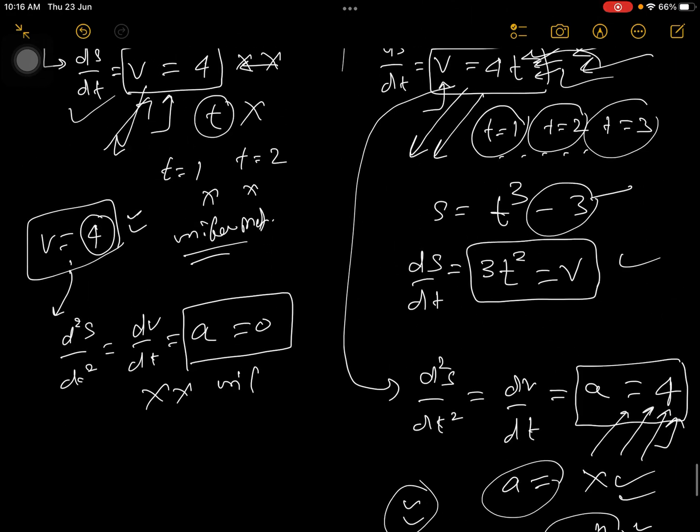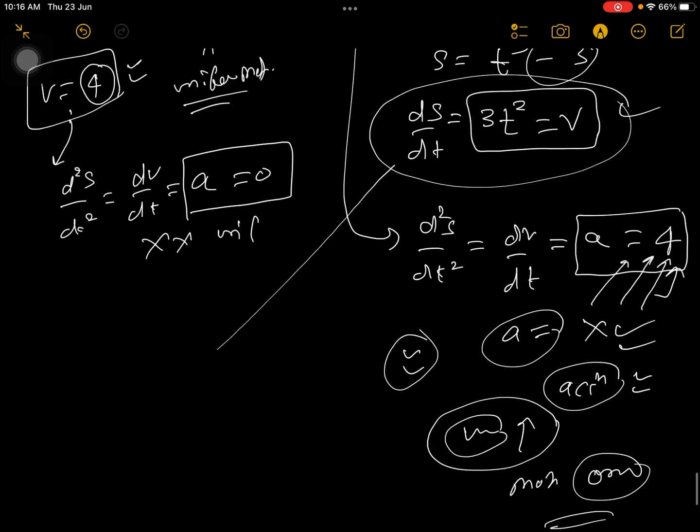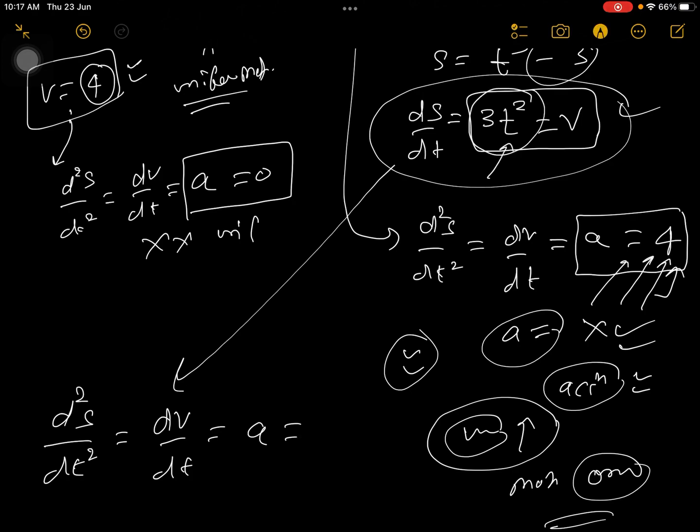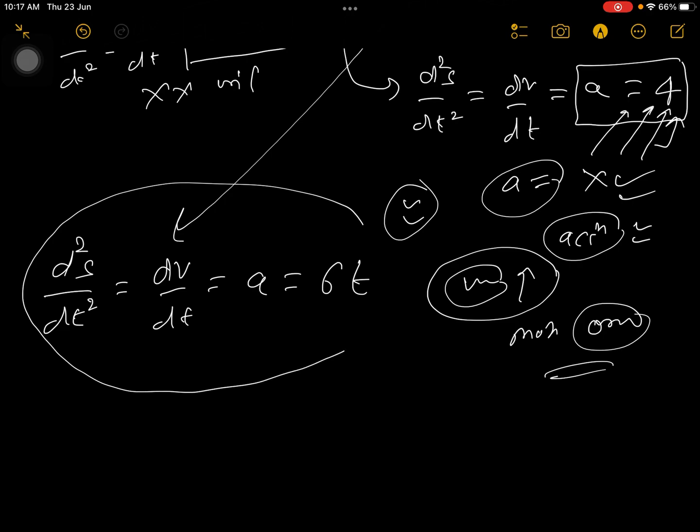Now, in the same way, the third equation is very interesting. If I differentiate one more time, d2s by dt square is equal to dv by dt is equal to acceleration. So differentiate: this t square we have to differentiate, so it will give you 2t. So 3 is already there, so 6t. So it is a more dangerous equation. Why? Because acceleration is also not constant. You know, it happens in a rocket where acceleration is also not constant. It happens in pendulum motion. There also acceleration is not constant. Anyway, these things are very important.